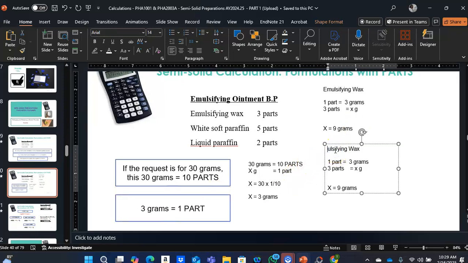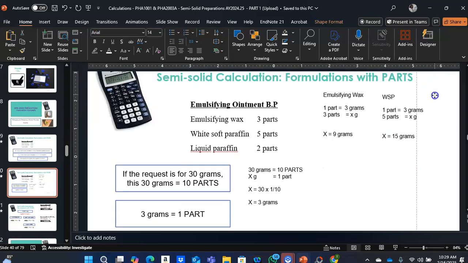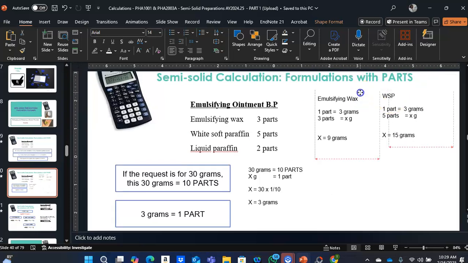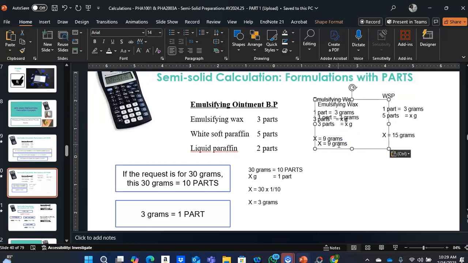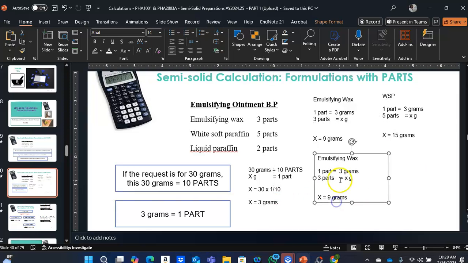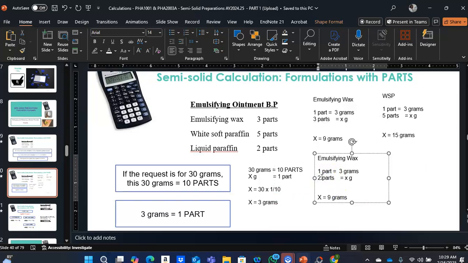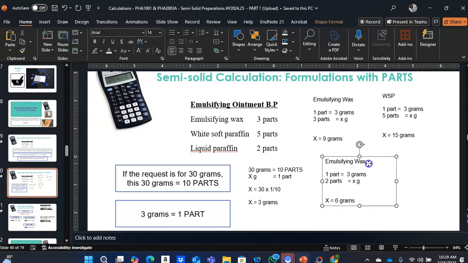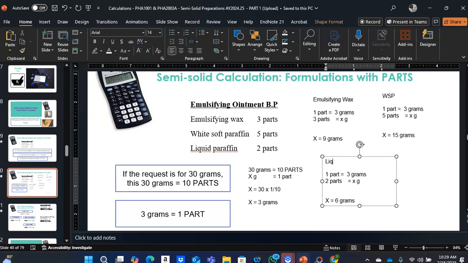So let's look at the white soft paraffin. I'm going to abbreviate for ease. White soft paraffin, it's 1 part is 3 grams, and so therefore 5 parts would be X. 5 times 3 is 15, right? So don't overthink it. It's just using your ratio and proportion or your dimensional analysis. Once you know which ingredient go on what side, you're good. So 2 parts would actually be 6 for your liquid paraffin. 6 grams liquid paraffin, right?